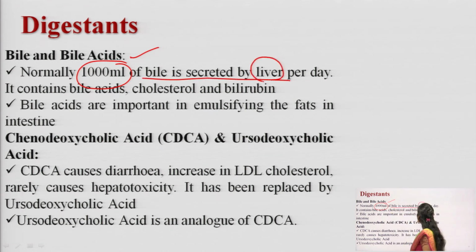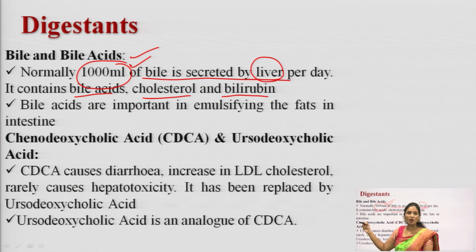From where will the bile be secreted? From the liver. How much? 1000 ml. What does it consist of? It consists of bile acids, cholesterol and bilirubin.